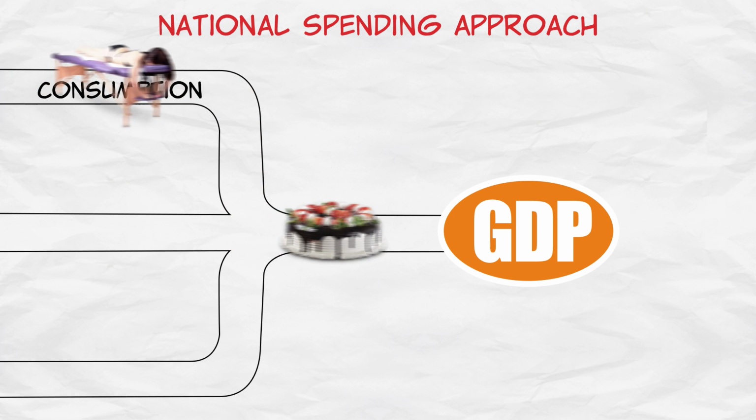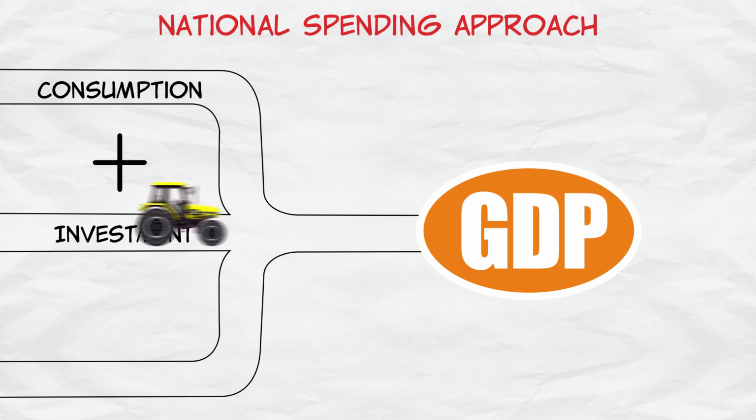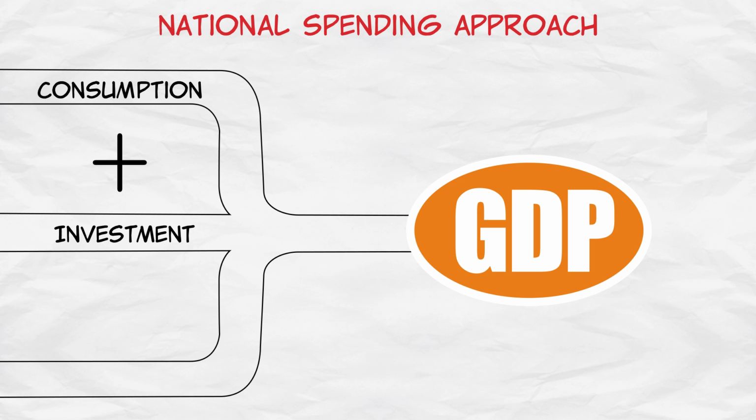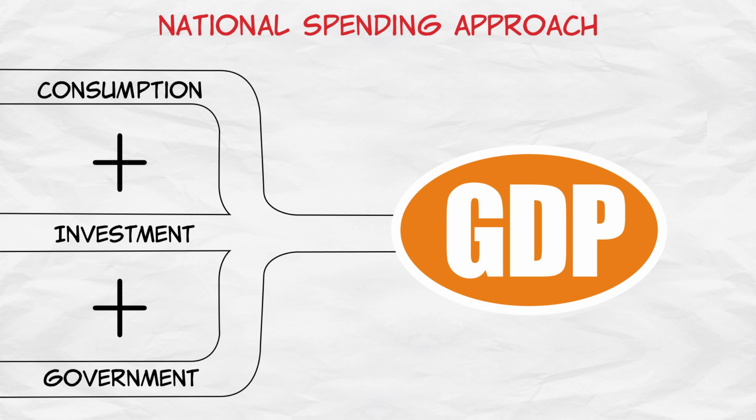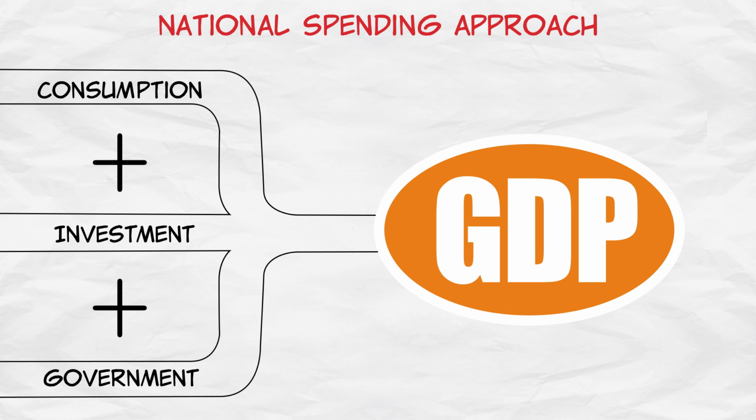and services like cakes and massages bought by consumers, investment, goods and services like computers or tractors usually bought by businesses, and government purchases, which includes consumption goods and services like paper and pens, and also investment goods and services like tanks and computers, which are bought by governments. We then need to make one correction.